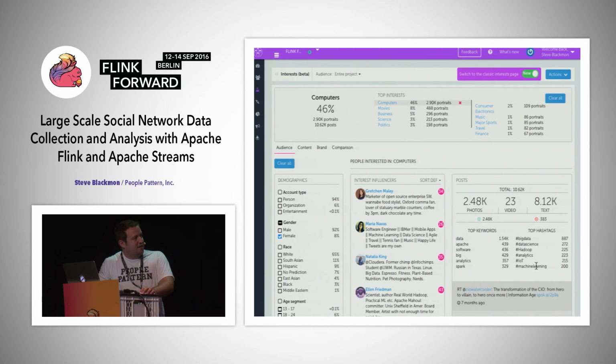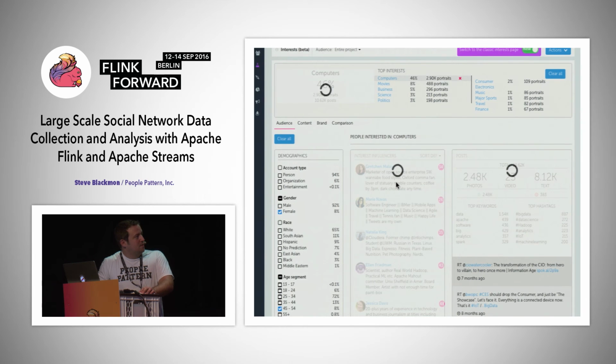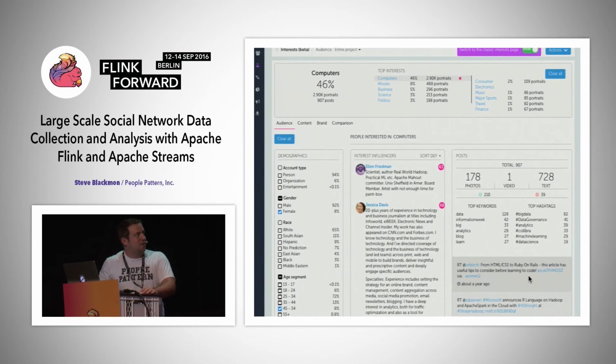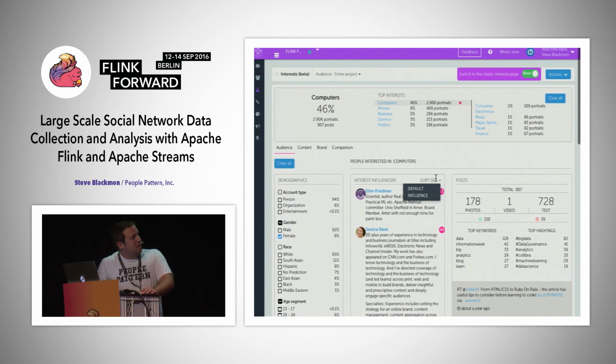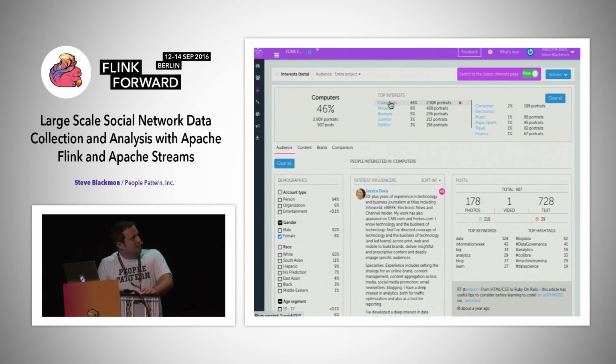So what are the top hashtags being used within this specific group? And as well, the percentages in some places will shift as you narrow in on a smaller segment. Again, here you can sort by influence, and then we can drill in again on a specific interest category. In addition to computers, which is selected as a top interest.